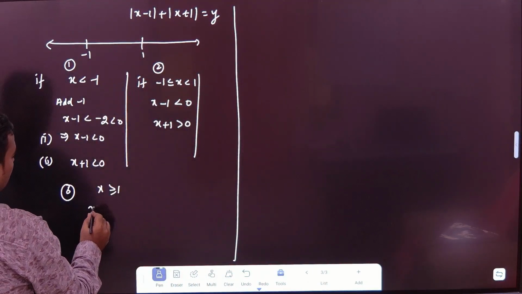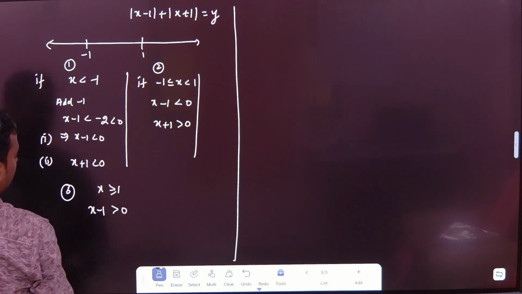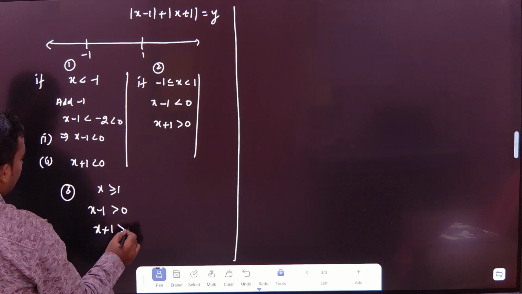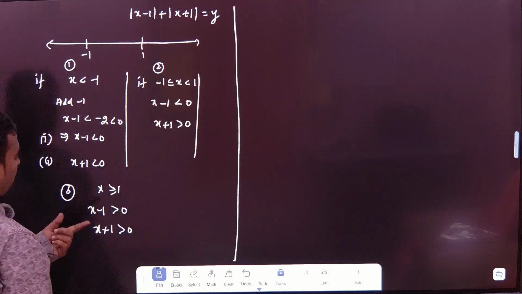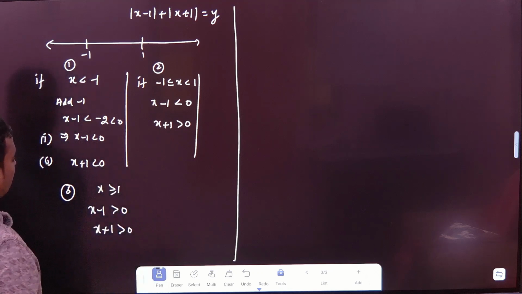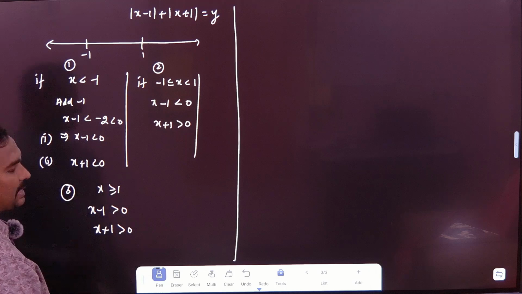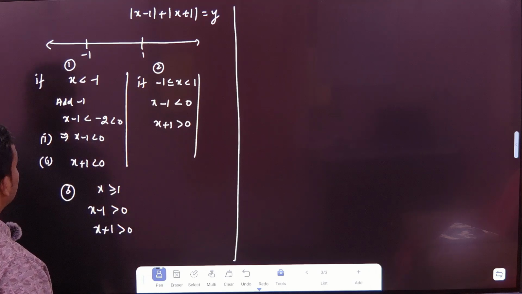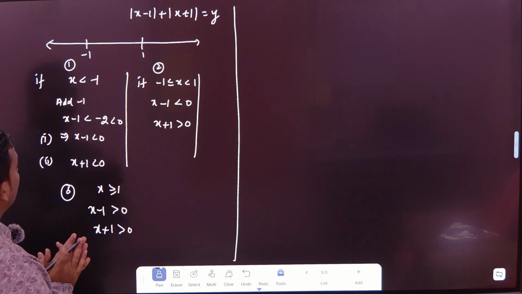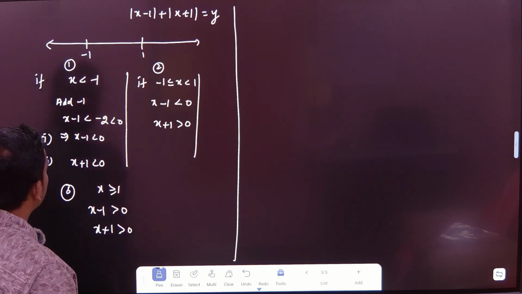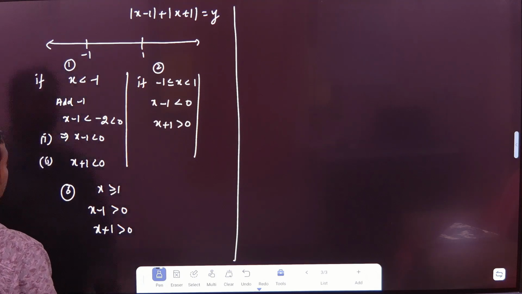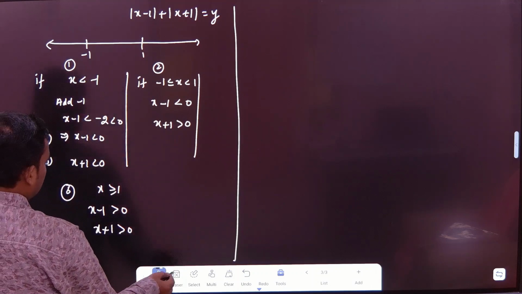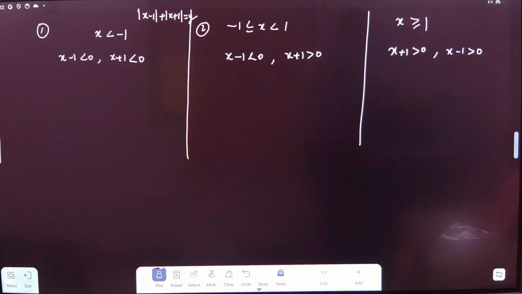Adding minus 1, x minus 1 is greater than 0. Adding plus 1, definitely x plus 1 is greater than 2, so greater than 0. Definitely both x minus 1 and x plus 1 are greater than 0 in this interval, where x is greater than or equal to 1. So now you can find out this.